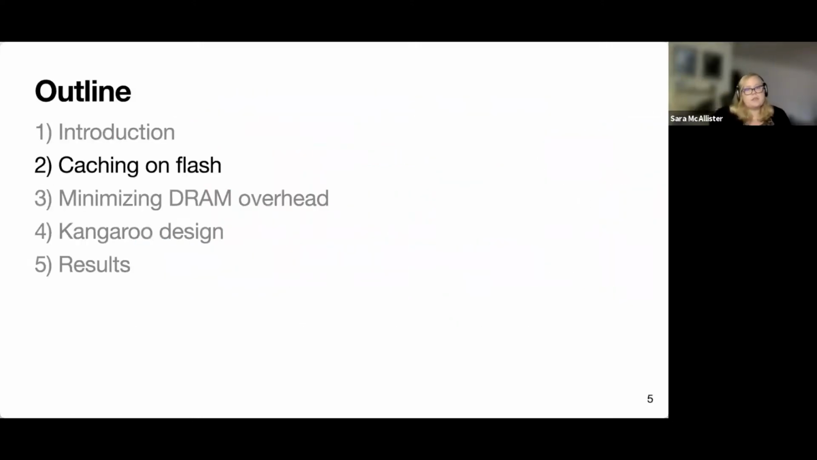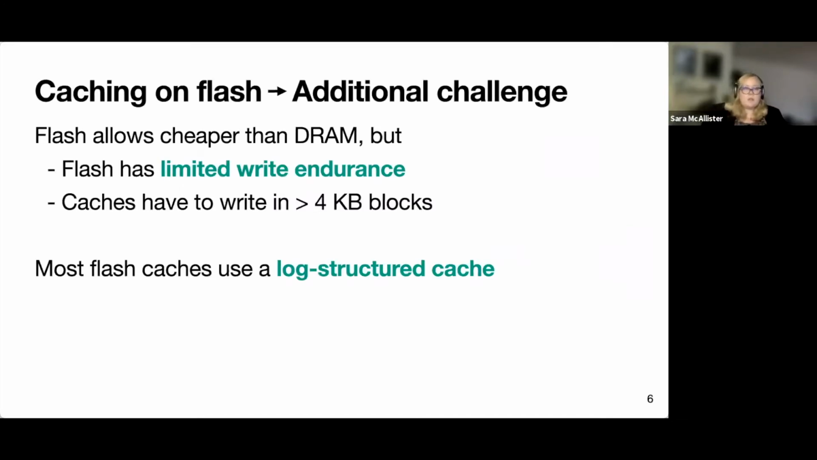So now that I've introduced the problem that Kangaroo is trying to solve and a little bit about what Kangaroo does, I'm going to be talking about the challenges of caching on Flash. Then I'll be moving on to how we can cache on Flash while minimizing DRAM overhead, which will lead us into Kangaroo's design and finally the results. When we think about caching on Flash, we have all the challenges that you have with caching on DRAM, but we have additional challenges.